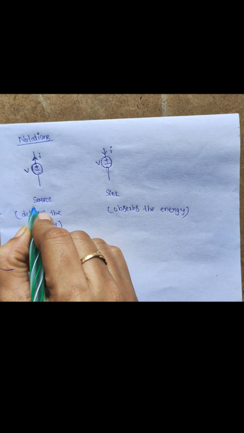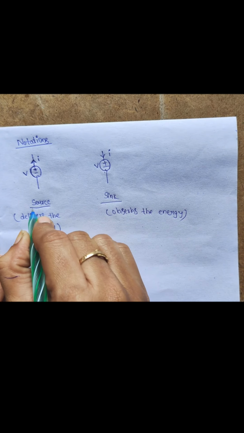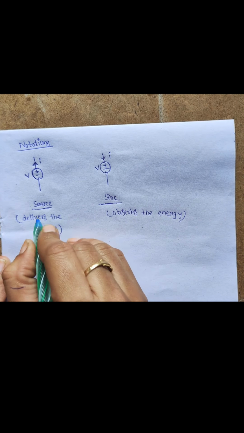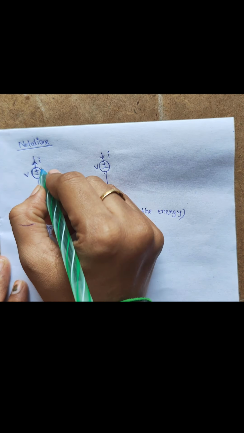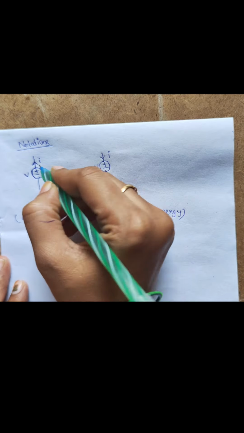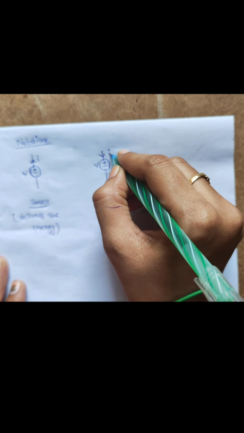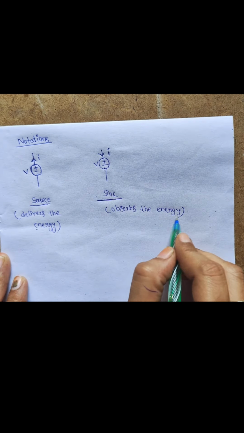Let us discuss some important notations in network theory. These two notations are very important in network theory. One is source, another is sink. What is source? Source means current should leave this element, which delivers the energy. Sink means current should enter the element, which absorbs the energy.